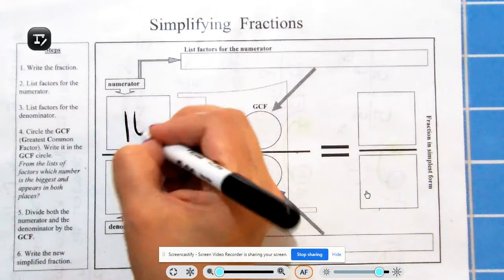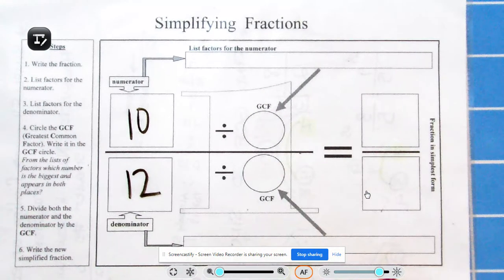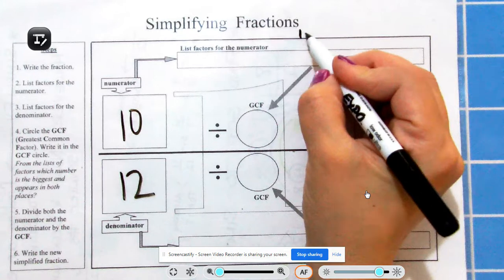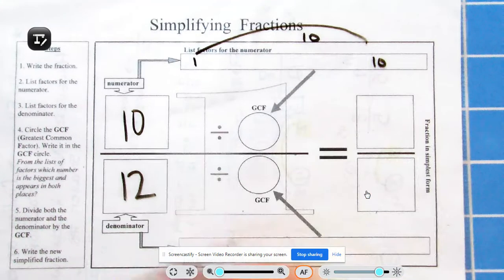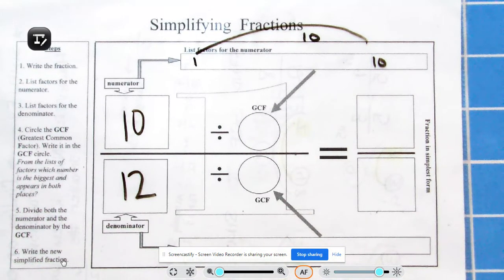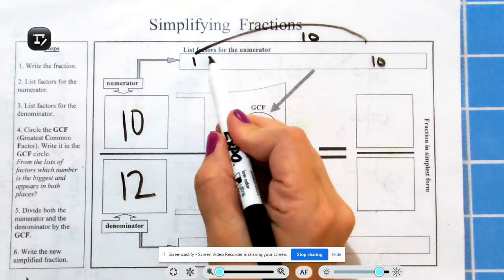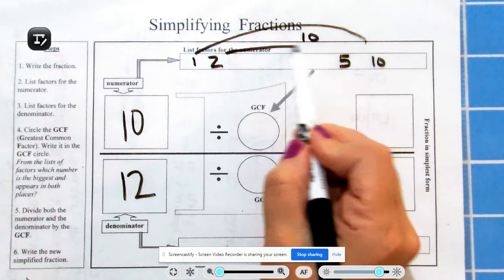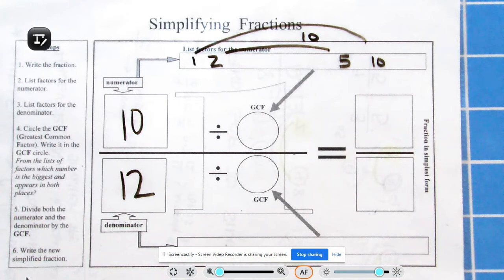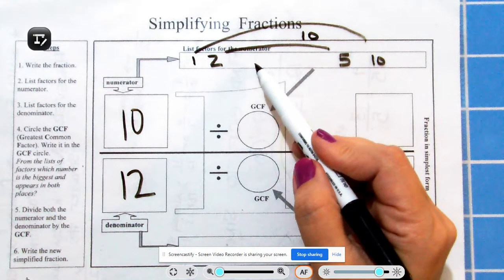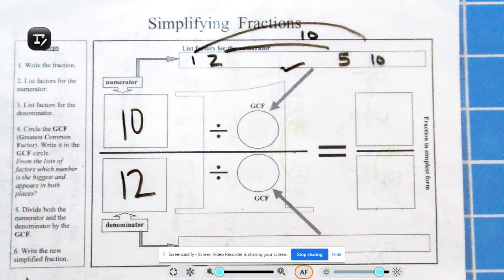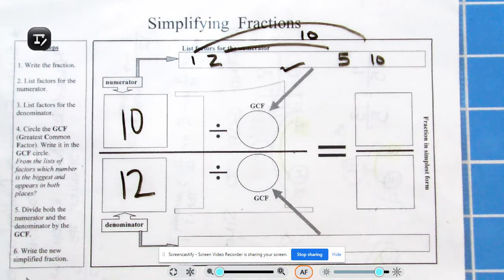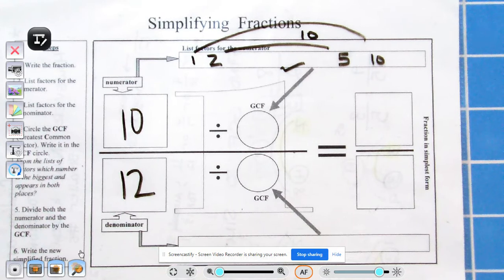So we have 10/12. To simplify this fraction, we have to find the greatest common factor. So we're going to list factors for 10. 1 times 10. 2 times 5. 3 is not a factor for 10. 4 is not a factor for 10. So we are finished. We're finished factoring 10.